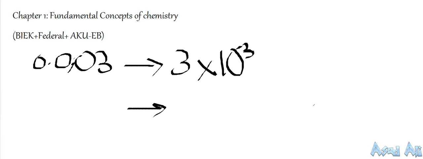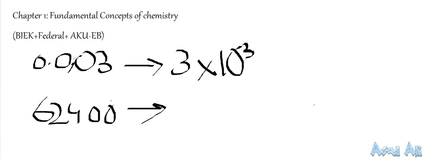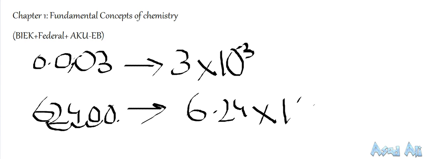Now if I have a value 62400, how will I write it in exponential form? The decimal is here, I will move it by 1, that will become 10 to the power 1. Now I will move it again, 10 to the power 2. Now I will move it to 10 to the power 3, 10 to the power 4. The decimal is here. This value will become 6.24 multiplied by 10 raised to the power 4.